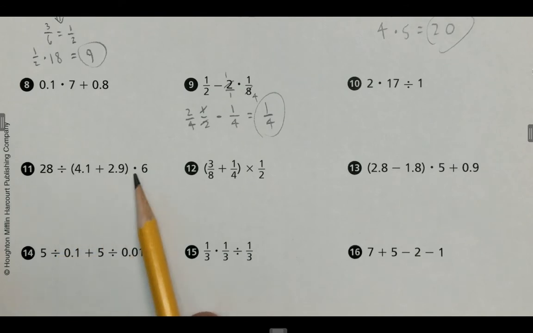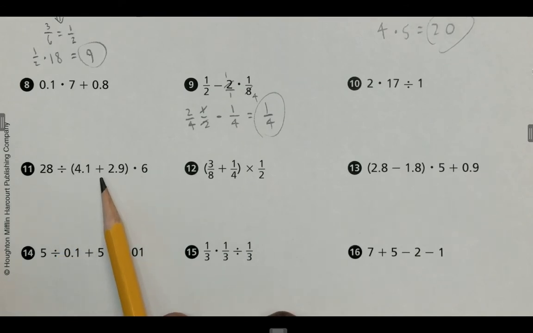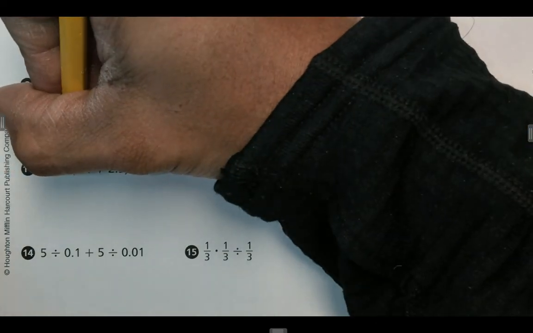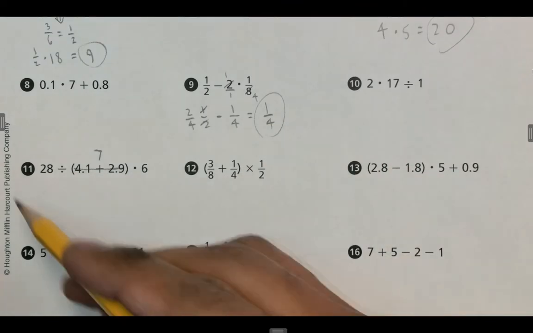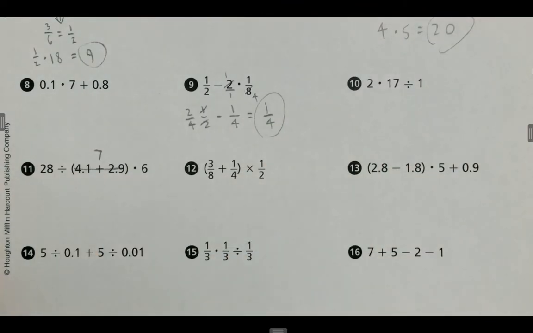3 operations here for number 11. What do we do first? Parentheses work first. Can you do 4 1/10 plus 2 9/10 as mental math? If you got 7, you are correct. And if you need to write it out by stacking them over on the side as a side calculation, that's fine too.